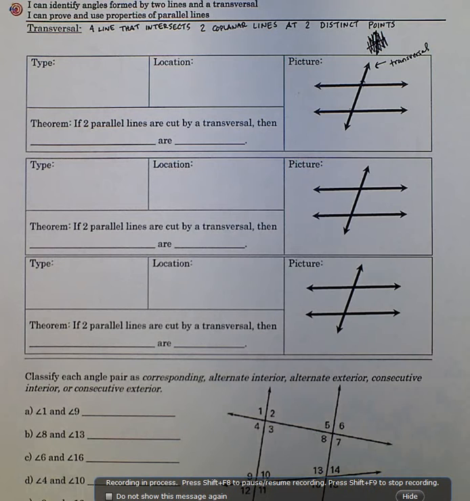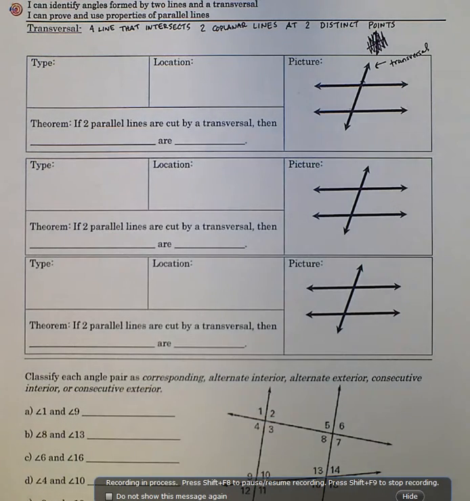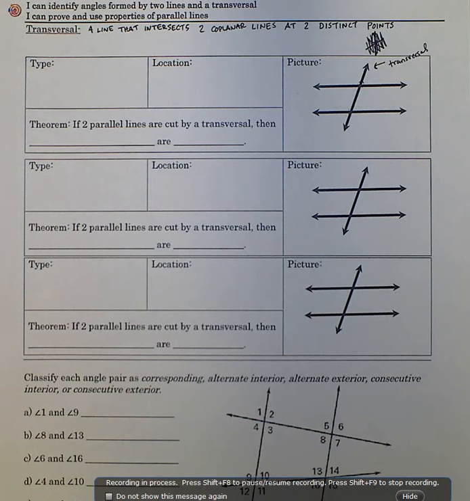Alright, so here we go. We're going to talk about the different types of angle pairs that we'll be looking for today. Transversals happen all the time. A transversal happens whenever a line intersects two coplanar lines at two distinct points, but the relationships that we'll talk about happen only if our lines are parallel.